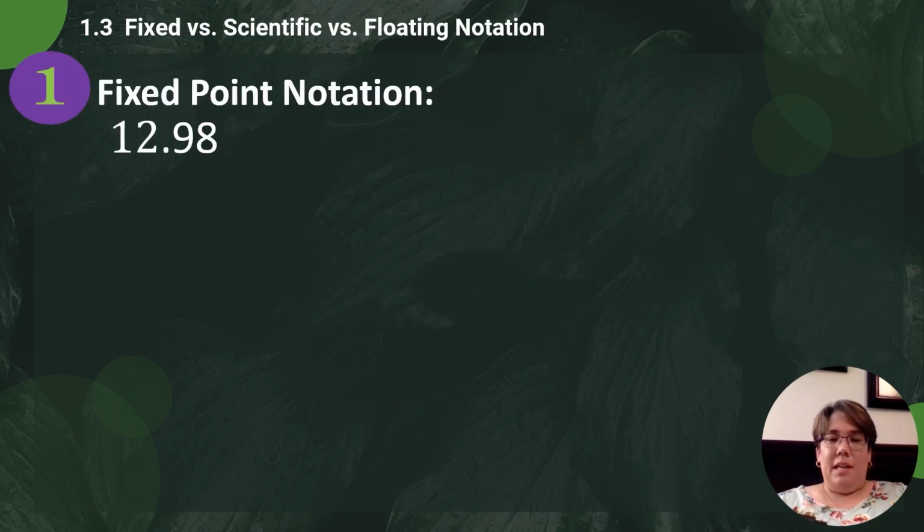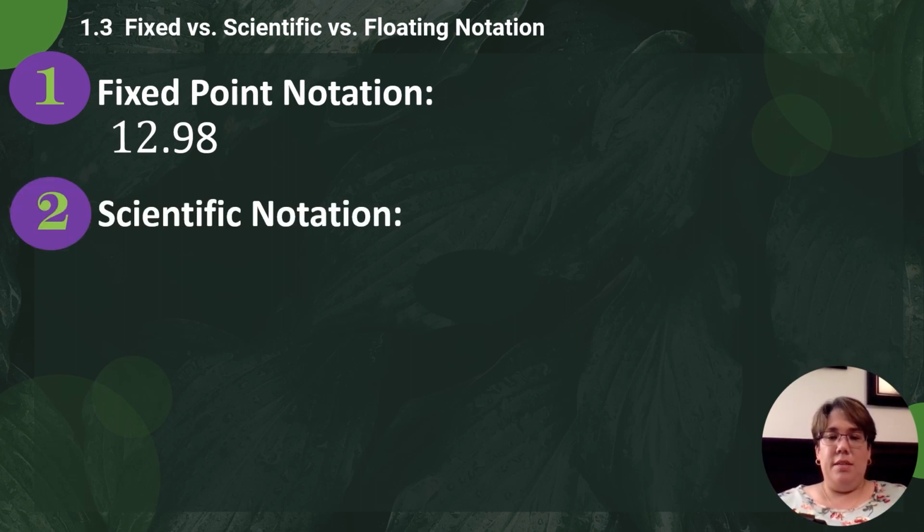All right, next topic in section 1.3 is the idea of fixed point notation, scientific notation, and floating notation. So the first one is fixed point notation, and that is what you typically see all of your numbers written in. So what you see here on the screen, 12.98, that's fixed point notation. That's nothing different than how you typically see numbers written.